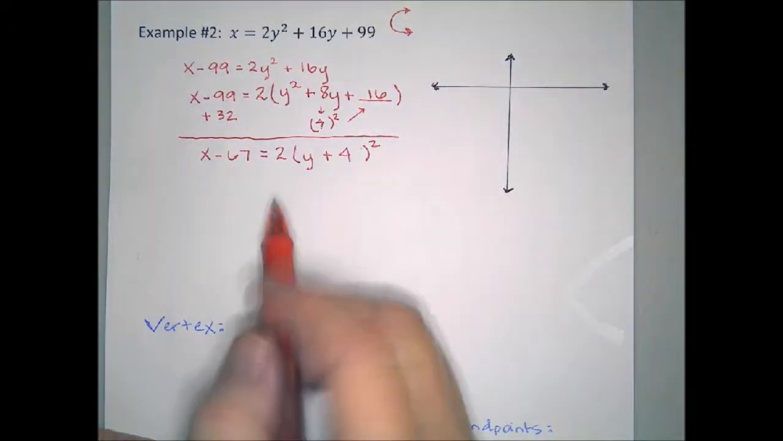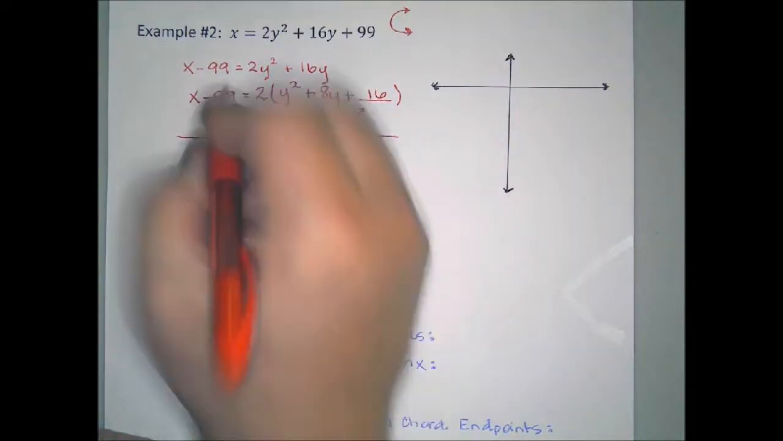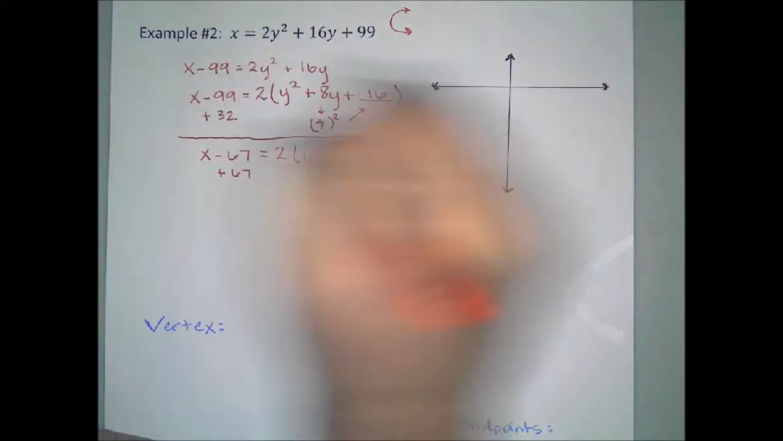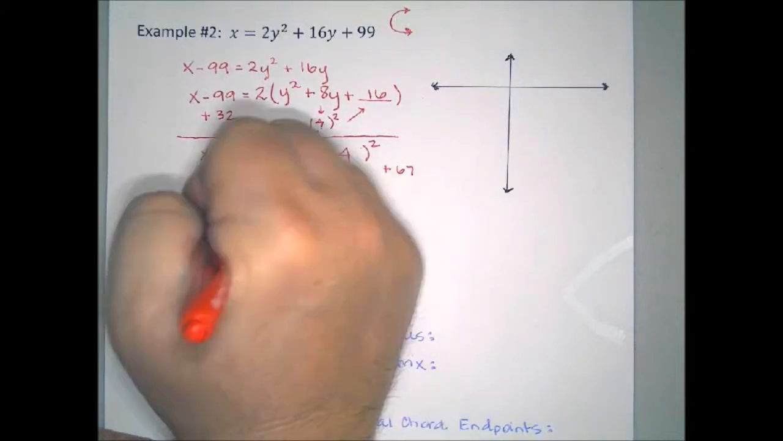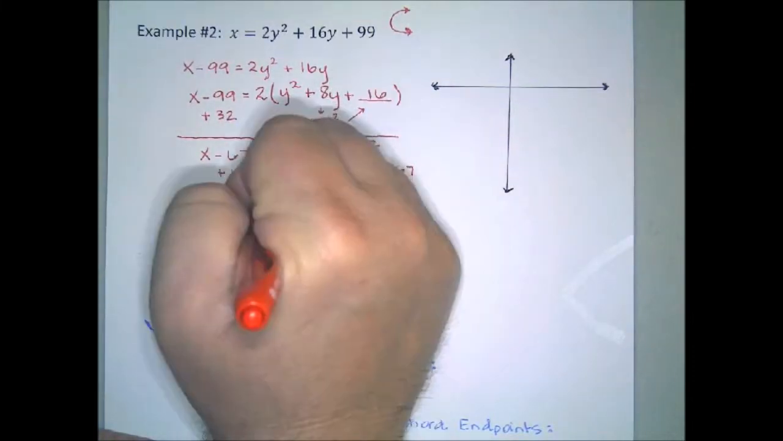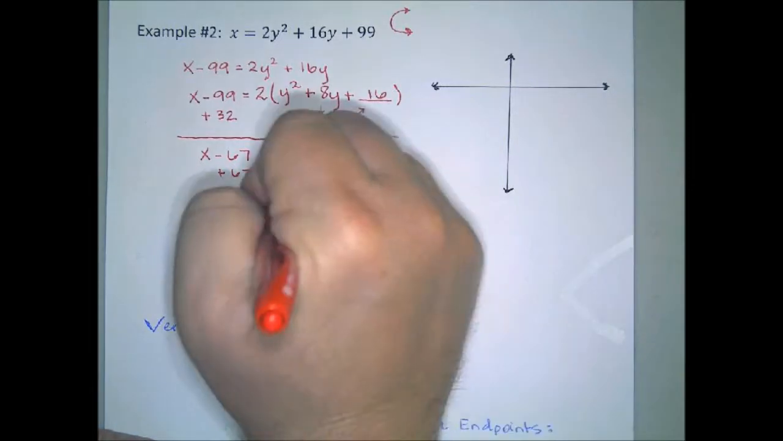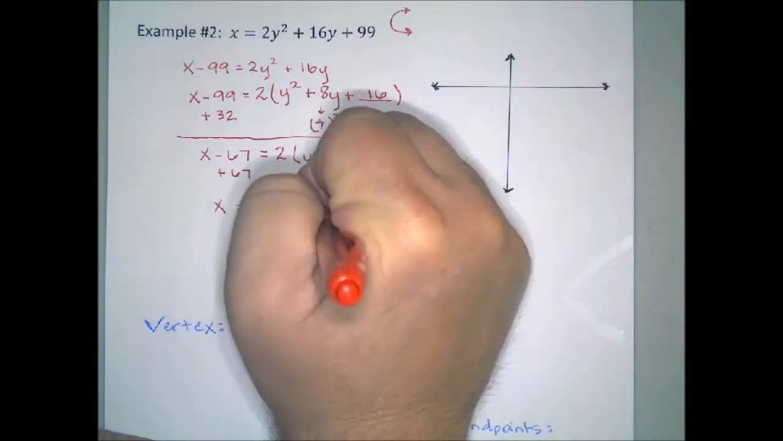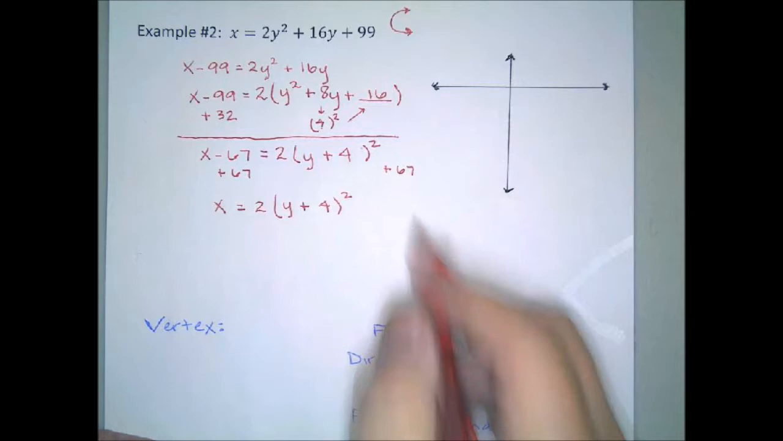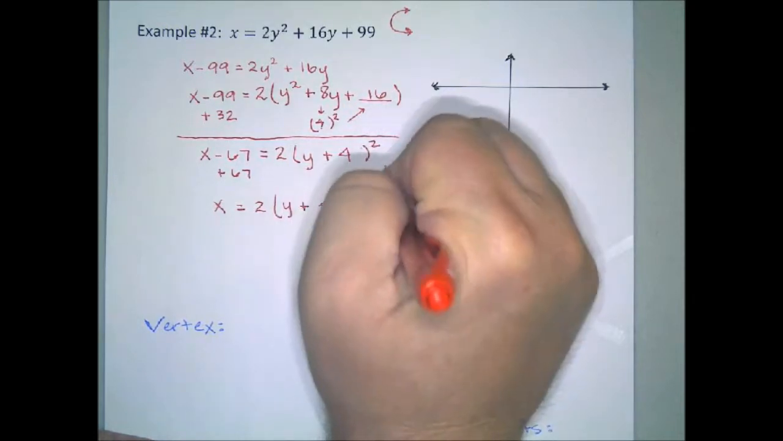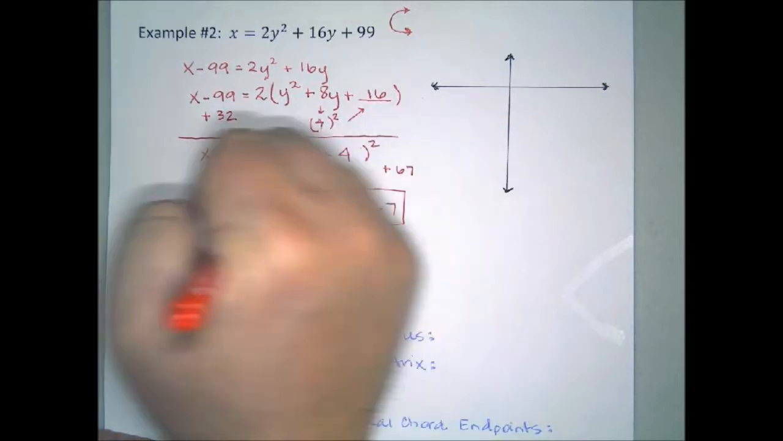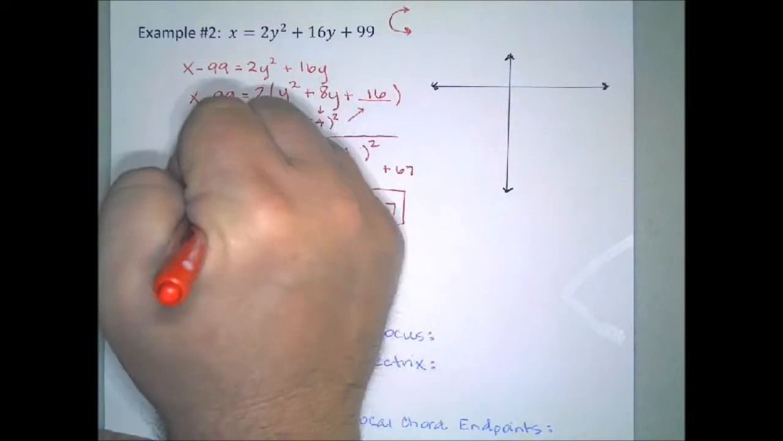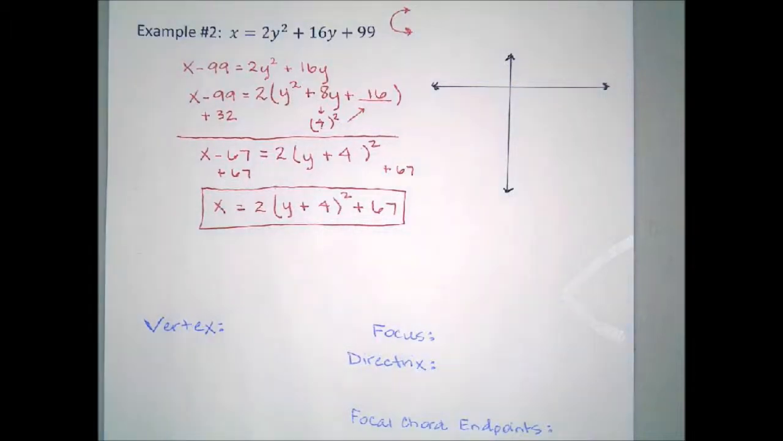Now I'm almost at x equals. All I've got to do is add the 67 back, move the 67 over to the other side, and I've got x equals leading coefficient of 2, y plus 4, quantity squared plus 67. Now that's my equation in descriptive form. And that's going to help me with the rest of the problem.